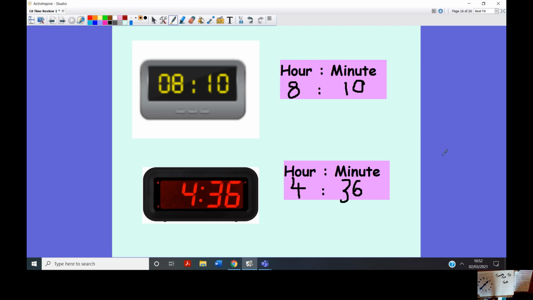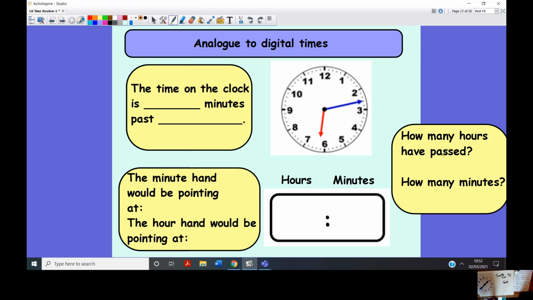So we've done this. We've looked at reading the digital clock. We're now looking at reading an analog clock and writing that time on a digital clock. So these are what you need to remember. First of all, you need to read the analog clock, and that is just going to be using our steps to success as we normally do for reading analog clocks.